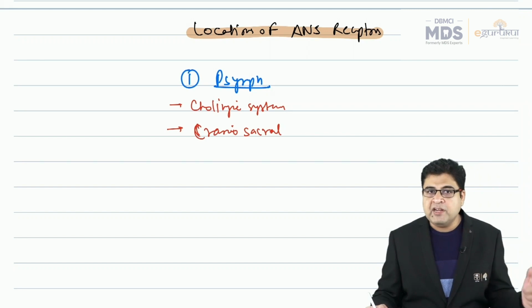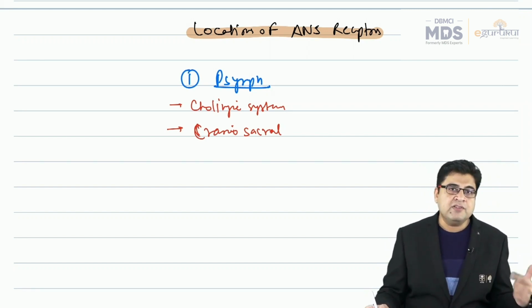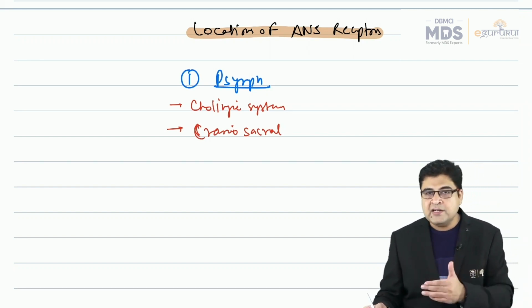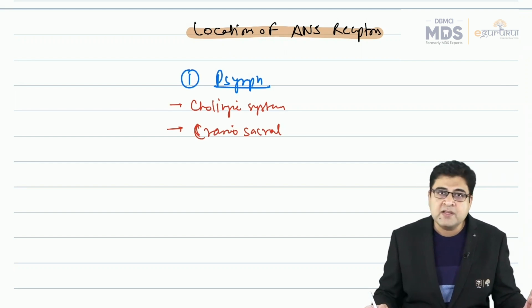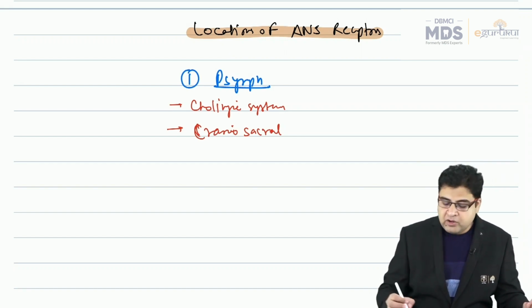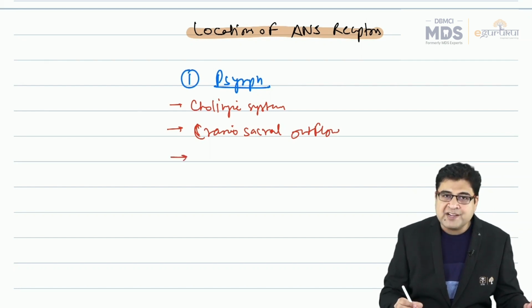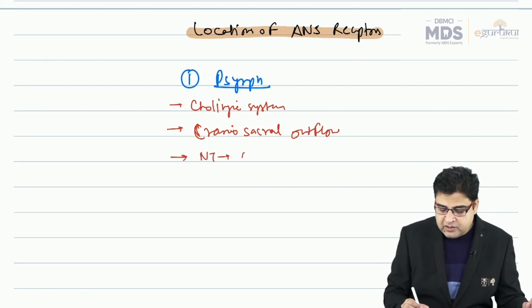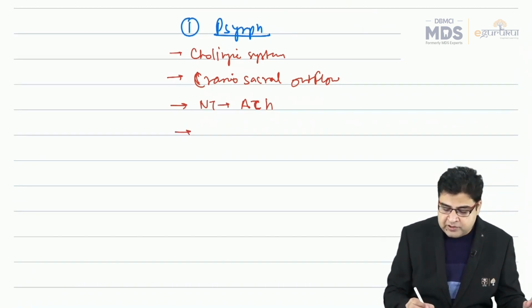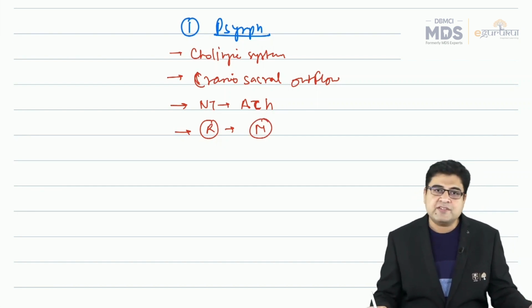Now, who will tell me which cranial nerves are parasympathetic nerves? The answer is 3, 7, 9 and 10. And the sacral nerves which are parasympathetic are S2 to S4. So we call them craniosacral outflow. This is the cholinergic system. The neurotransmitter here is acetylcholine, and this acetylcholine will act on a receptor. The main receptor here is the muscarinic receptor. So all these points we have discussed.